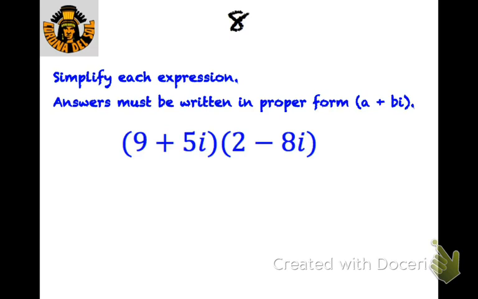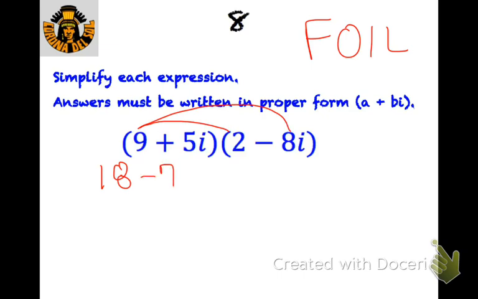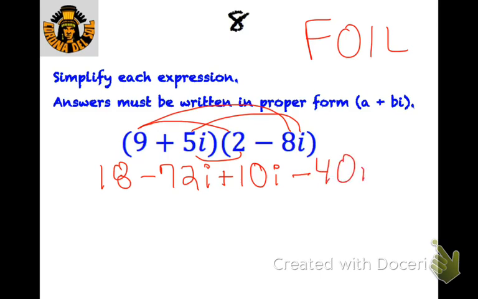All right, next one. Now we're going to get into multiplying. So we're going to do FOIL, which is just an acronym to remember the distributive property, making sure that everything gets multiplied. So first times first, so that's 18. Then we're going to do the outside, so that's negative 72i. And then we're going to do the inside, so that would be plus 10i. Then we're going to multiply the last term times the last term, so that would be minus 40i squared.